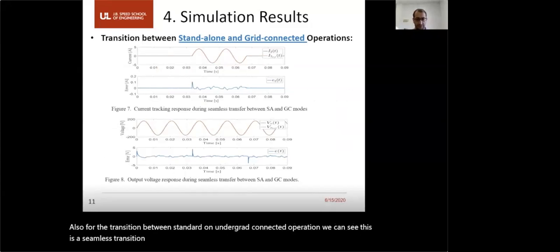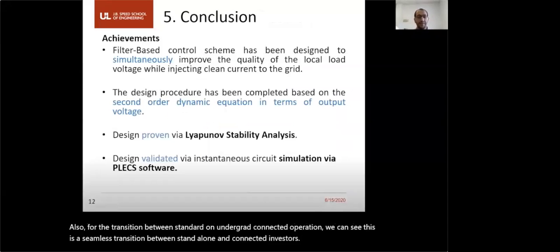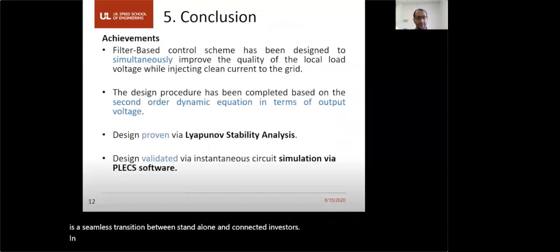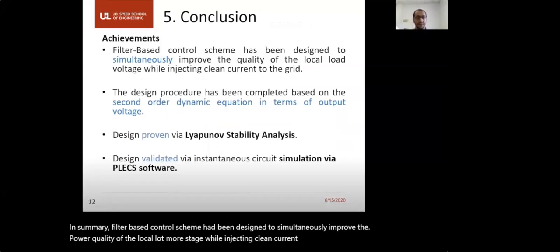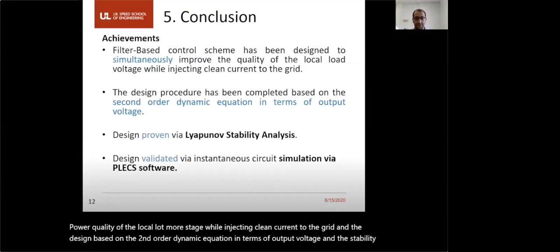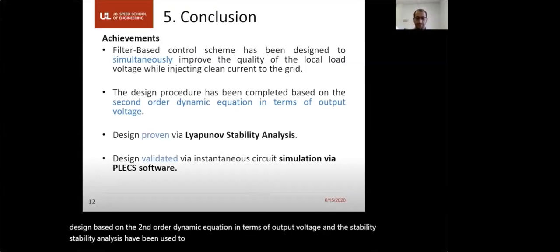Also, for the transition between standalone and grid-connected operation, we can see this is a seamless transition. In summary, a filter-based control scheme has been designed to simultaneously improve the power quality of the local load voltage while injecting clean current to the grid, and the design based on the second-order dynamic equation in terms of output voltage, and the reliable stability analysis have been used to prove the stability of the closed-loop system.